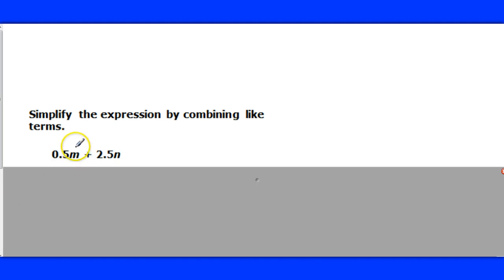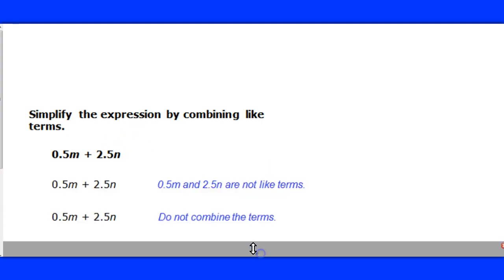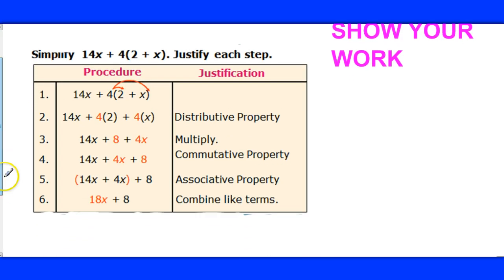Okay? Now, look at these two. This is an M. This is an N. They are not like terms. Therefore, I cannot put them together. Okay? All right. I'm going to do a little justification here.